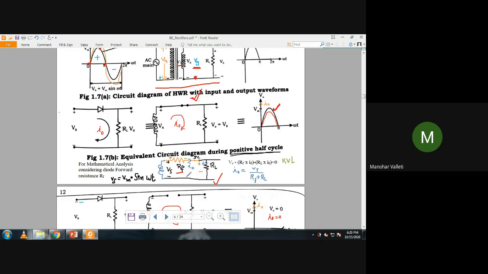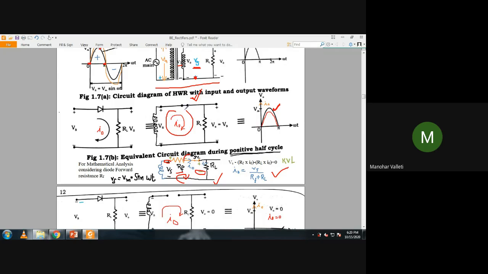If you apply KVL in this loop, considering the sign, I will write Vs minus Rf I naught minus RL I naught equal to 0. From this, I naught equals Vs by Rf plus RL. Just remember this: during the positive half cycle, the I naught equation is this, and I naught is the current in this loop.